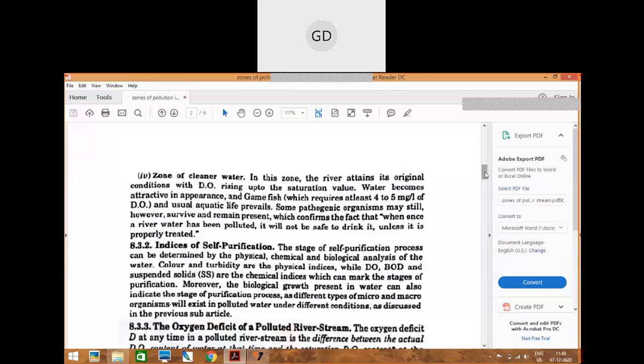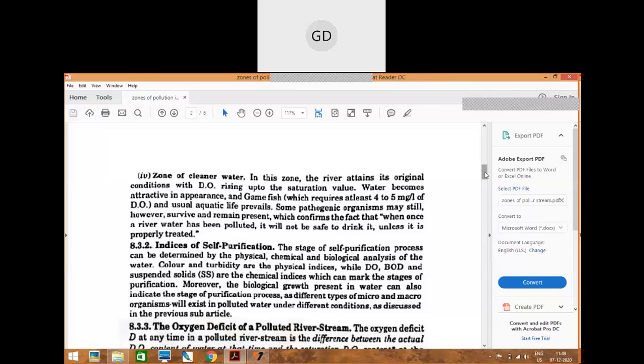So after recovery is done, the zone is clean and clear, and the river attains its original conditions with DO rising up to the saturation value. The water becomes attractive in appearance, and the usual aquatic life prevails there. Some pathogenic organisms might still be active there and survive, which confirms that once a river has been polluted, it will not be safe to drink unless it is properly treated. It is an obvious thing, isn't it?